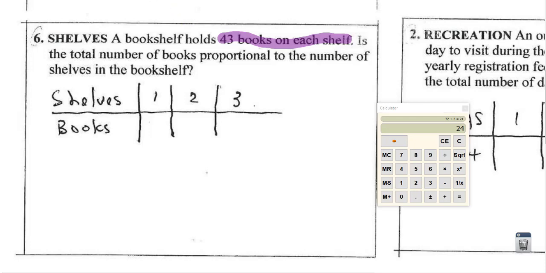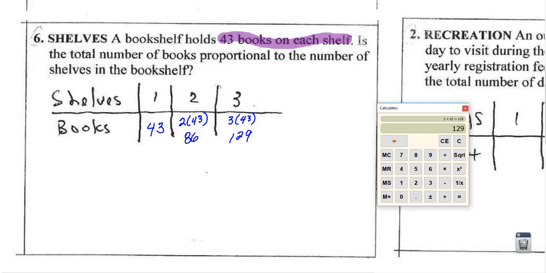That tells me that this is going to be proportional, because on the first shelf there will be 43 books. And if you have 2 shelves, it will be 2 times 43 books, or 86 books. And if you have 3 shelves, it will be 3 shelves at 43 books each. And that looks like 129. Let me just double check that on my calculator. Looks like 129. Yep, 129.